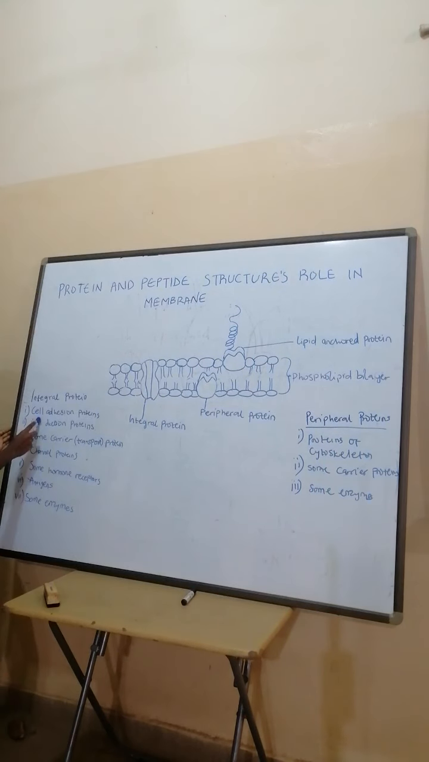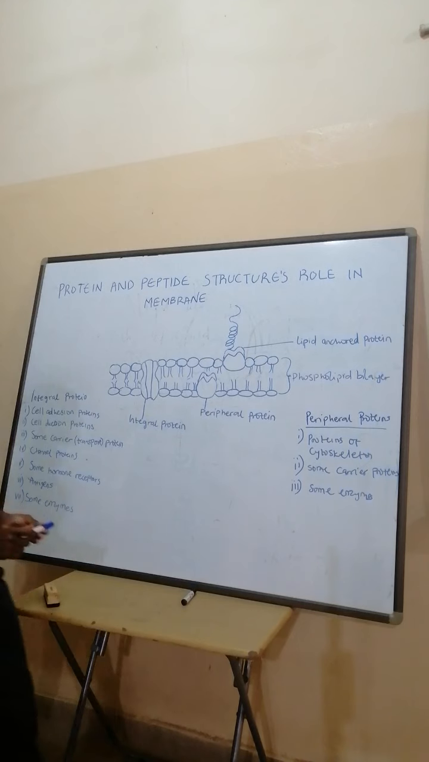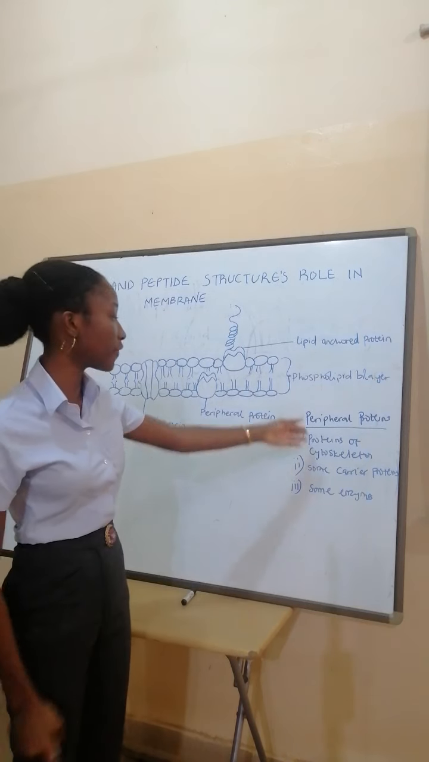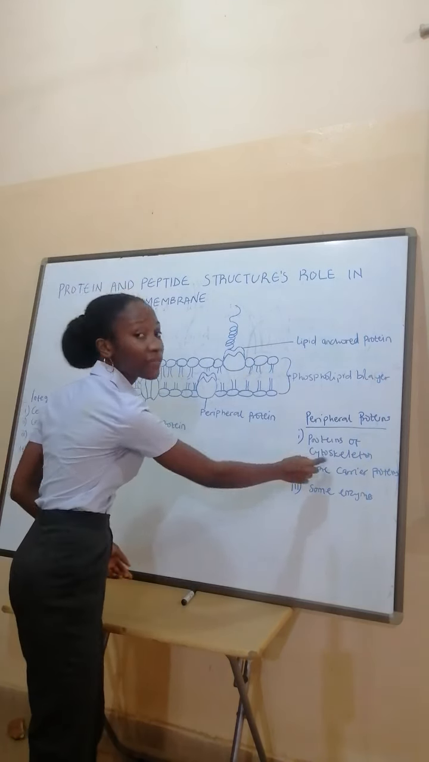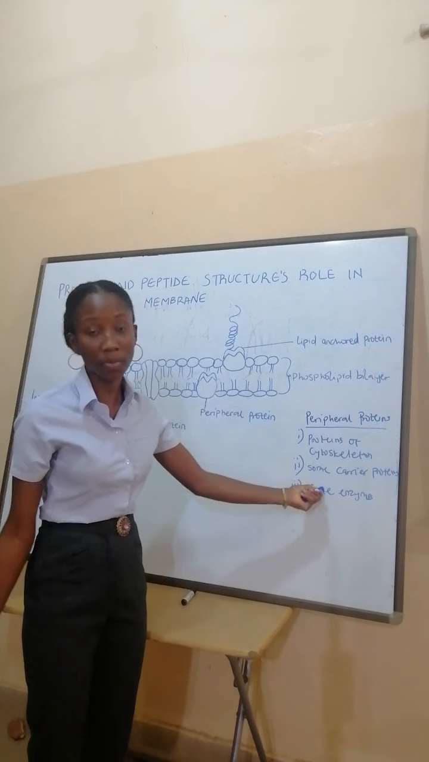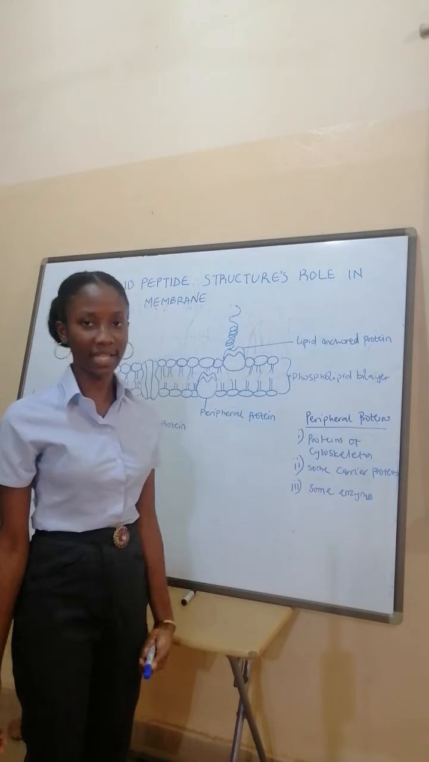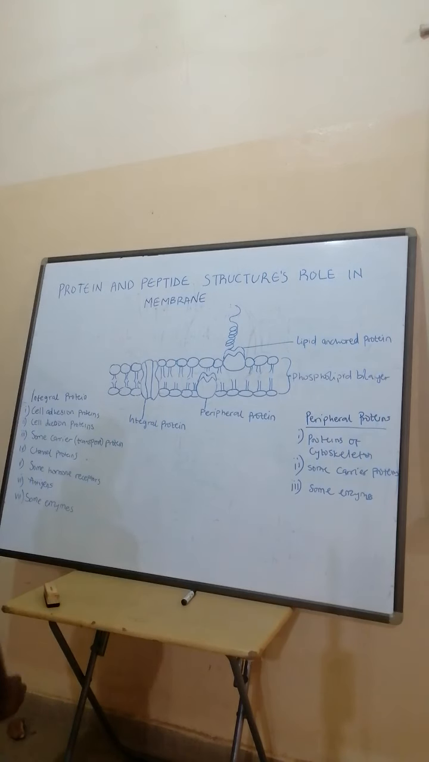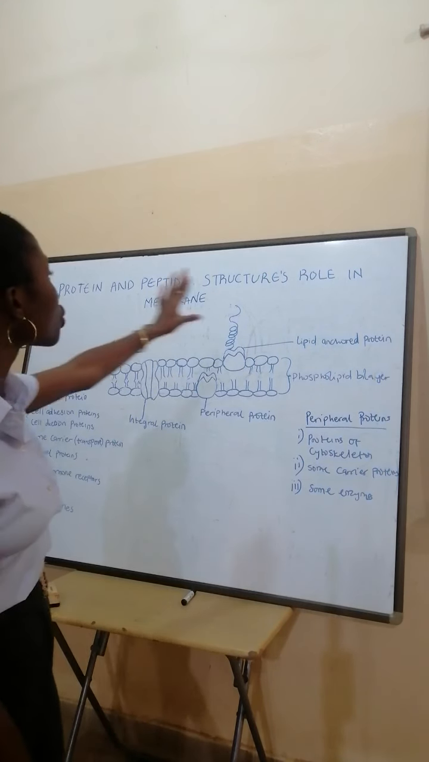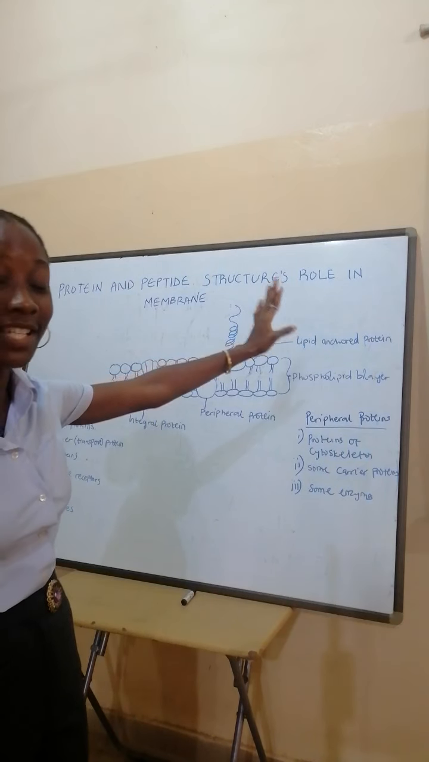Now we'll be talking about the various types of integral proteins. We have the cell adhesion proteins, the cell junction proteins, some carrier transport proteins, channel proteins, some hormone receptors, antigens, some enzymes. Also, for the peripheral proteins, we have proteins of the cytoskeleton, also some carrier proteins, and some enzymes also. Now, bringing us to our topic, the protein and peptide structures' role.